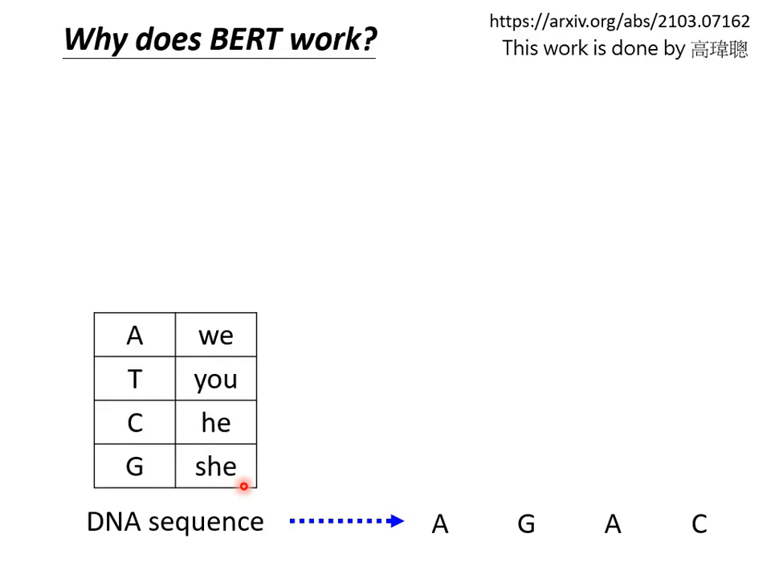A can correspond to any vocabulary. So can T, C, and G. It doesn't matter. It has little effect on the result. You turn a string of DNA into a string of words. It's just that this string of text is incomprehensible. For example, AGAC becomes we, she, we, he. Don't know what it's talking about.